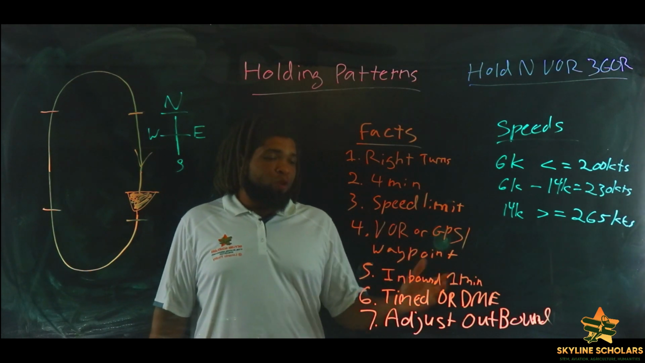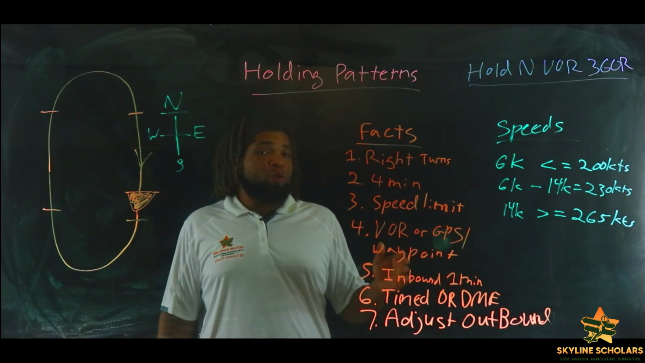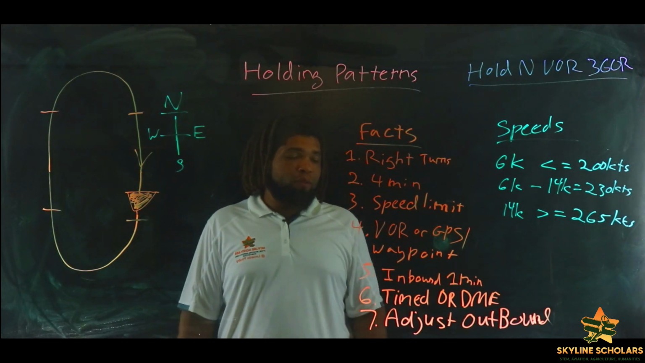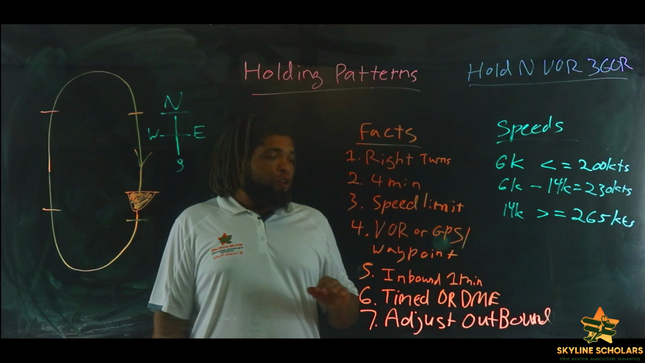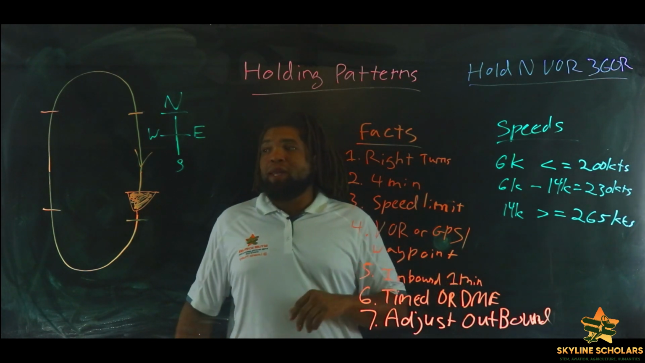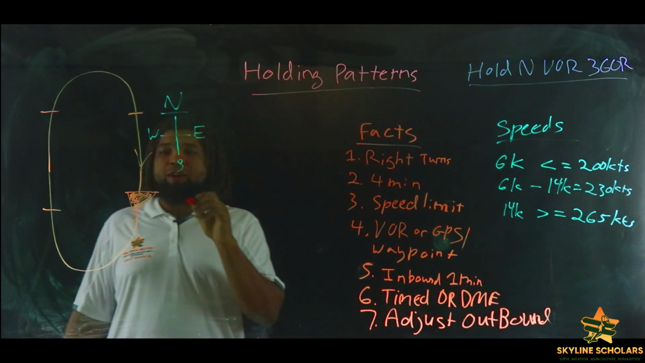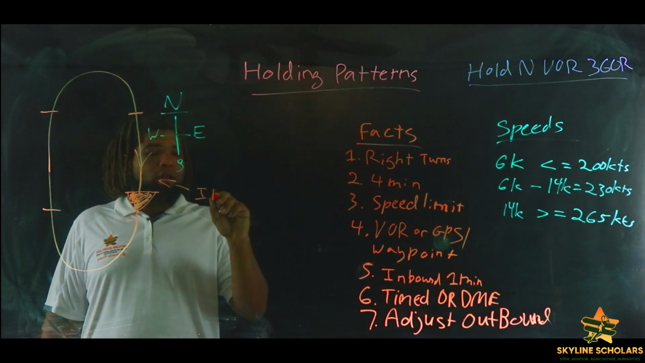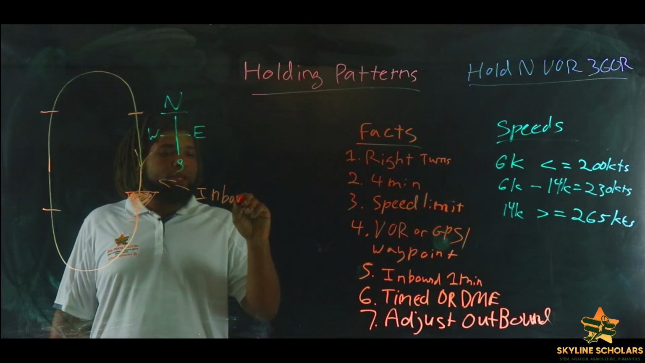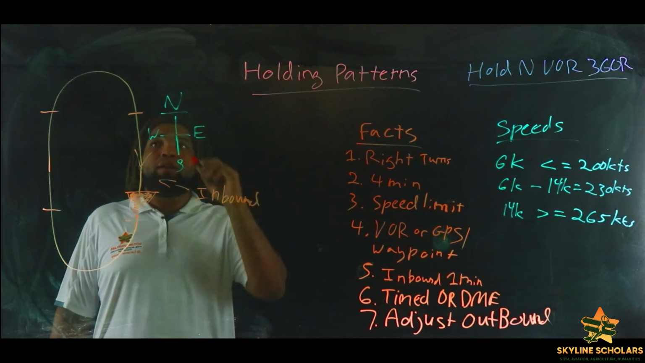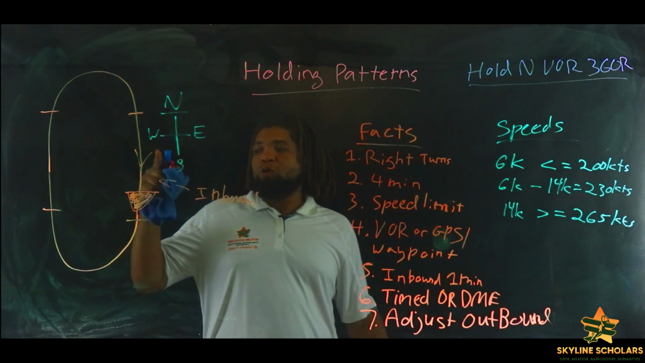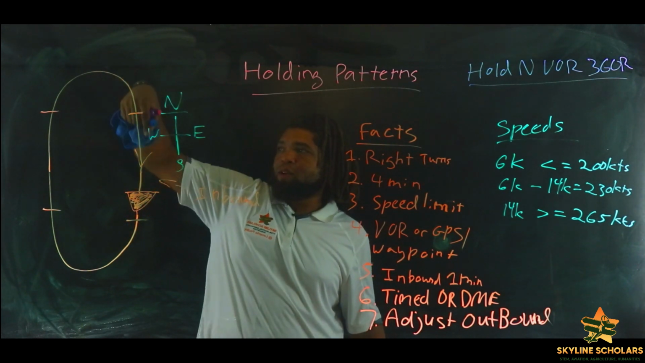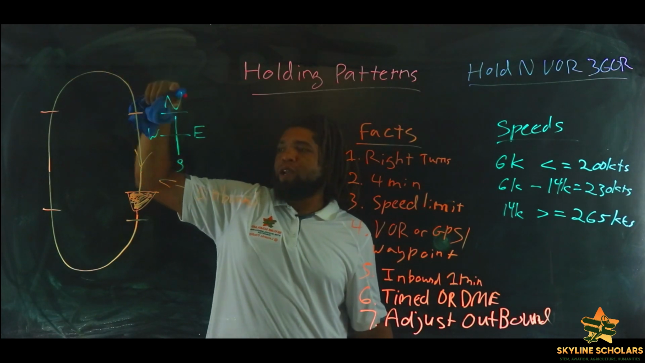VORs or GPS or waypoint. Okay, number 4. So your holding pattern is going to take place at a VOR fix, a GPS fix, or waypoint. Okay. You're going to be doing your inbound leg for 1 minute. That's your goal. Okay. This is your inbound leg. The reason why that's inbound is because it's going inbound to the station, right? To the station. This is going to be a north hold, so we're wanting to hold north of it. So we want to come this side. That would be considered holding north of it. This is our north, right? So this direction.